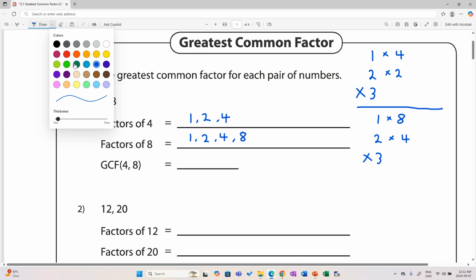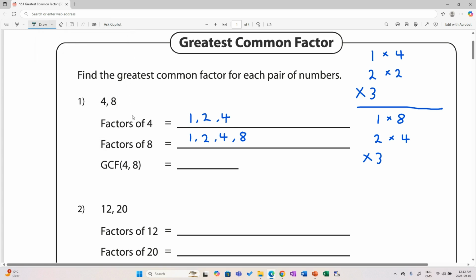Now, to find the greatest common factor, let's first identify the common factors. What factors are common between 4 and 8? Well, I see a 1 as a factor in 4 and 8. I also see a 2 as a factor between 4 and 8, and a 4. But which number is greater, 1, 2, or 4? In this case, 4 should be the biggest number that is common between them. So I'm going to say my greatest common factor between 4 and 8 is 4.